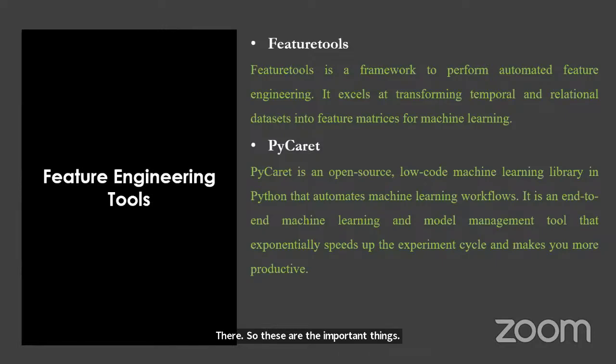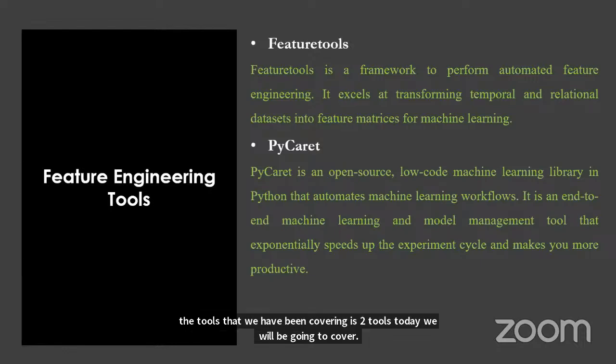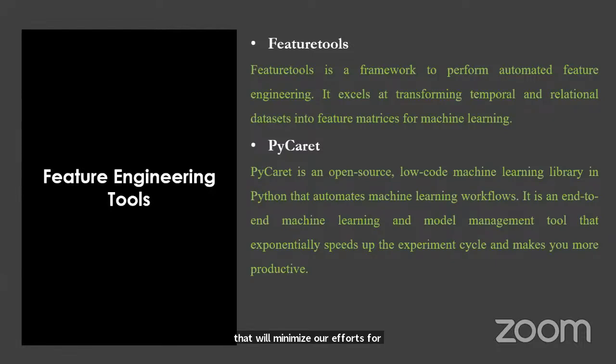Now, we will cover two tools today. The first is Featuretools. This is a framework that will minimize our effort in extracting features, because it provides multiple methods and functions through which we can automate the feature engineering process. Through Featuretools, we will see how we can reduce our effort and, in less time, automate the feature selection process.